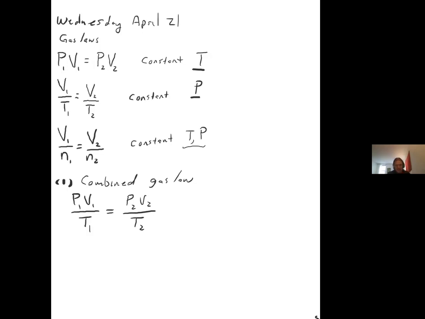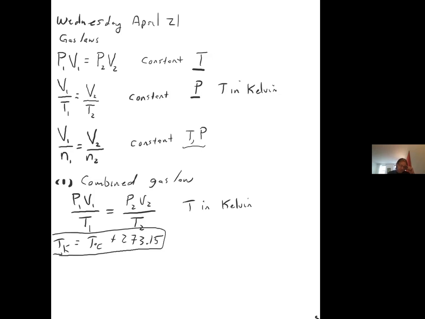I do want to point out that when we're dealing with temperature, remember that the temperature is in Kelvin. We talked about that a little bit yesterday. So any equation that has temperature, make sure you have it in Kelvin. The temperature in Kelvin is equal to the Celsius temperature plus 273.15. Typically, they give you the temperature in Celsius, and you have to figure out the Kelvin. So that's one way to deal with it.